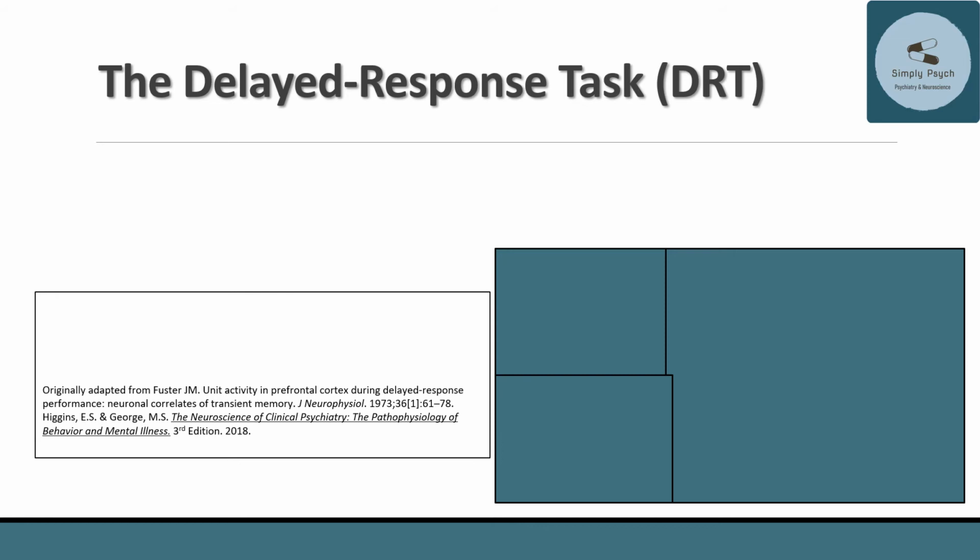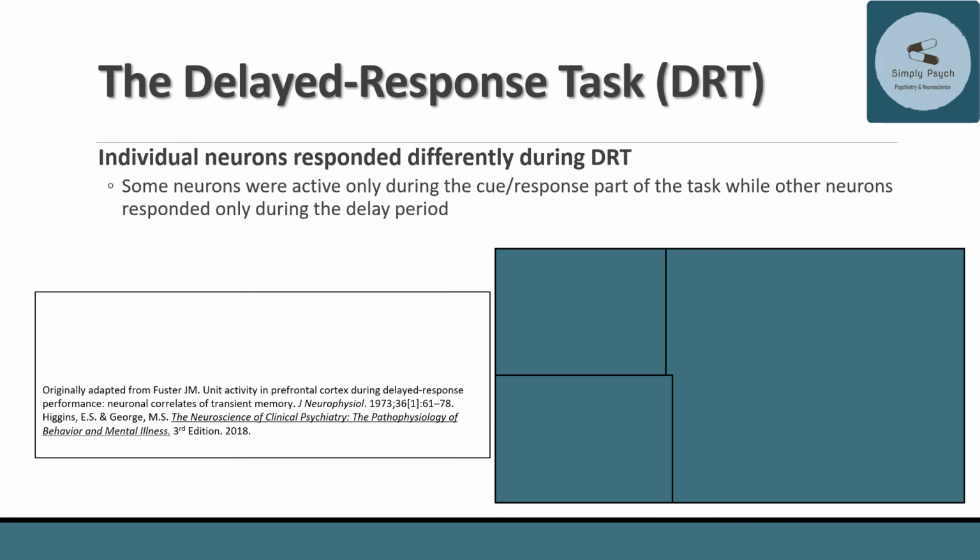So what they found when they did these delayed response task studies was that individual neurons responded differently during the task. Some neurons were active only during the cue response part of the task, while other neurons responded only during the delay period. The delay neurons start firing with the presentation of the cue and stop with the response. These delay neurons seem to hold the memory of the task.